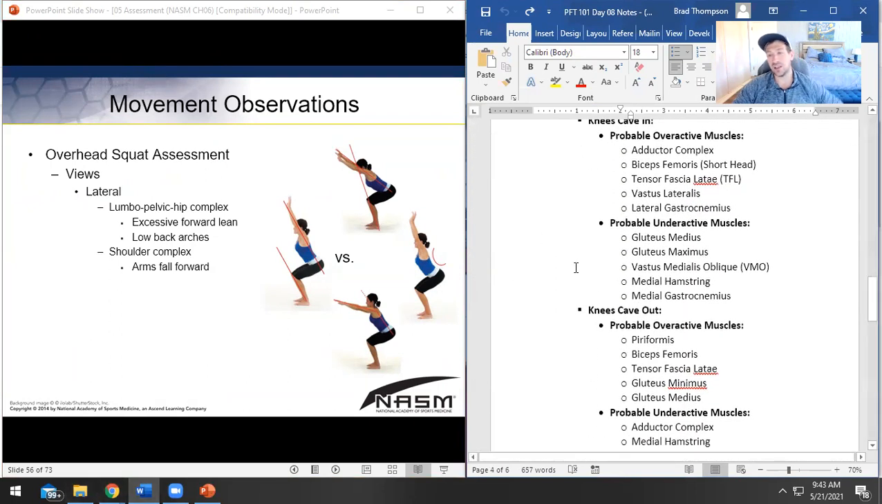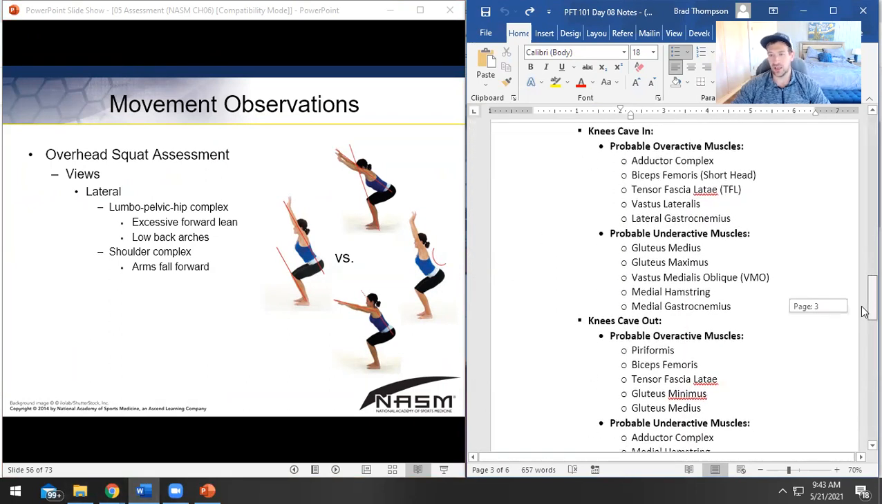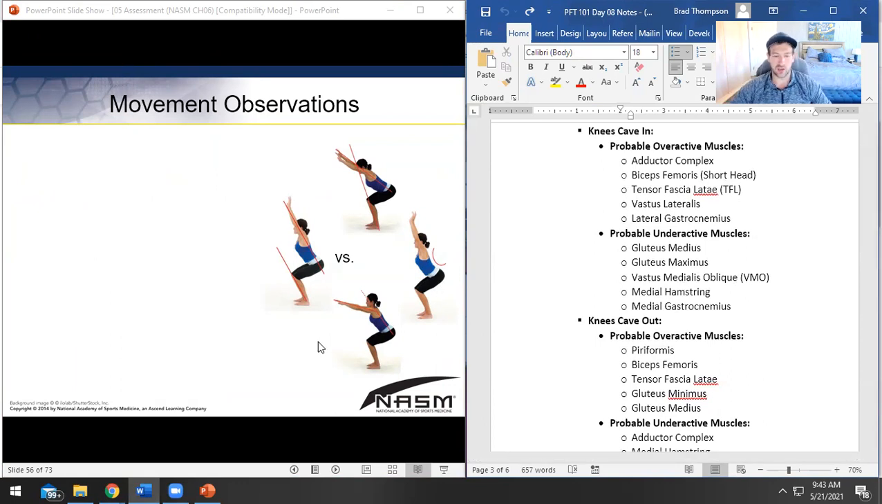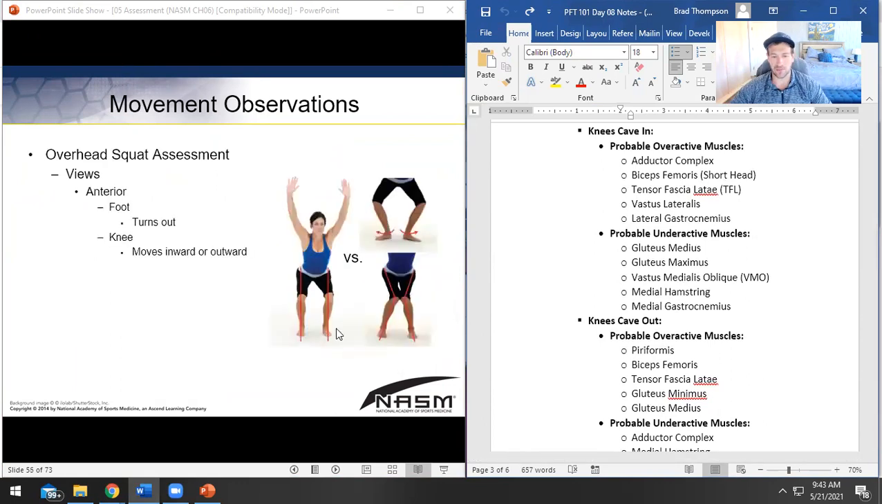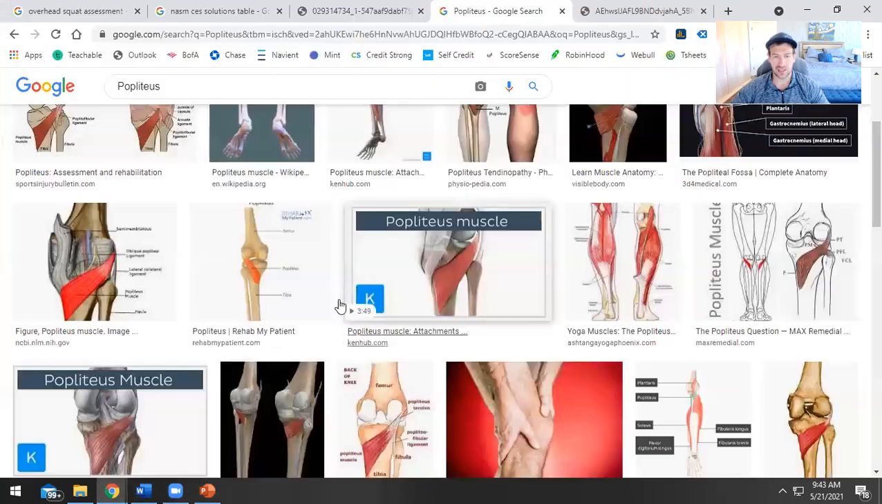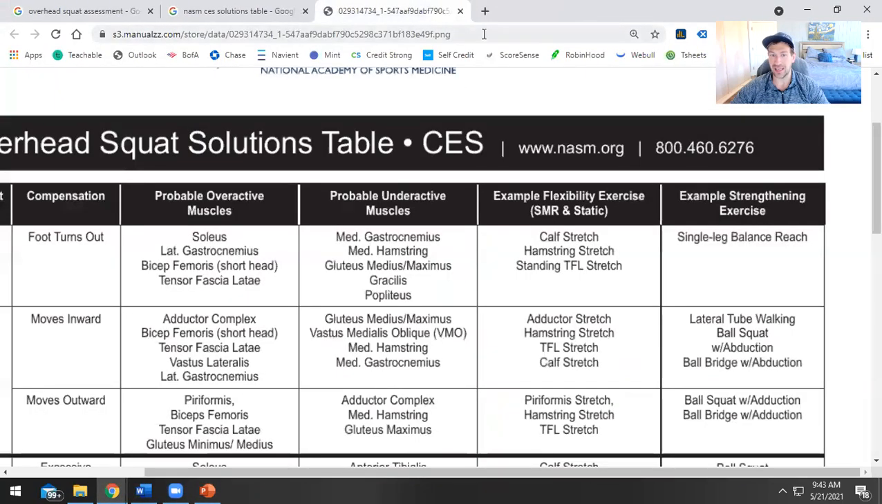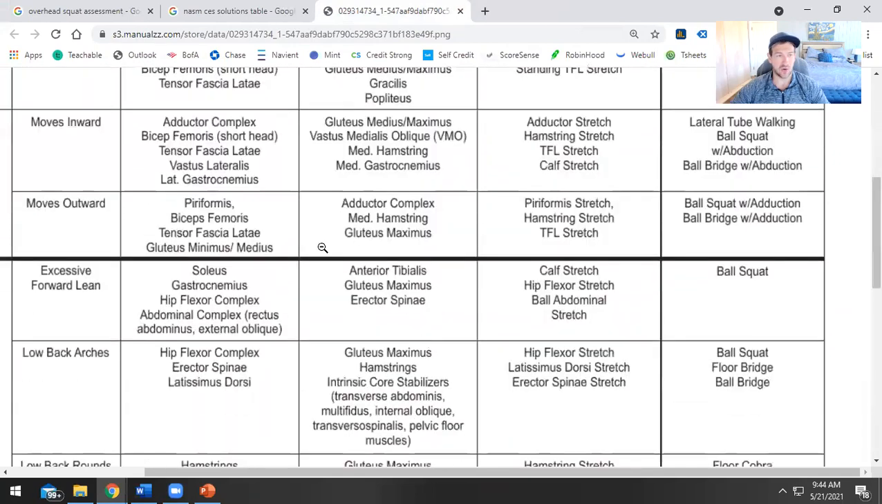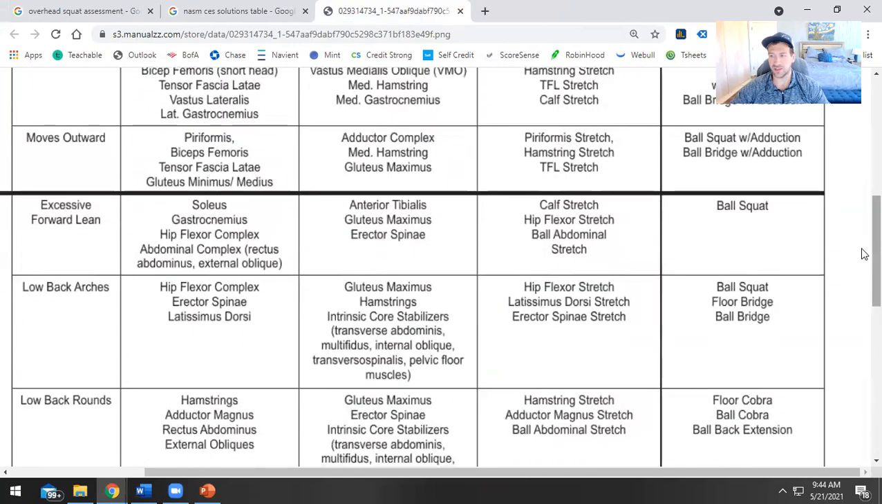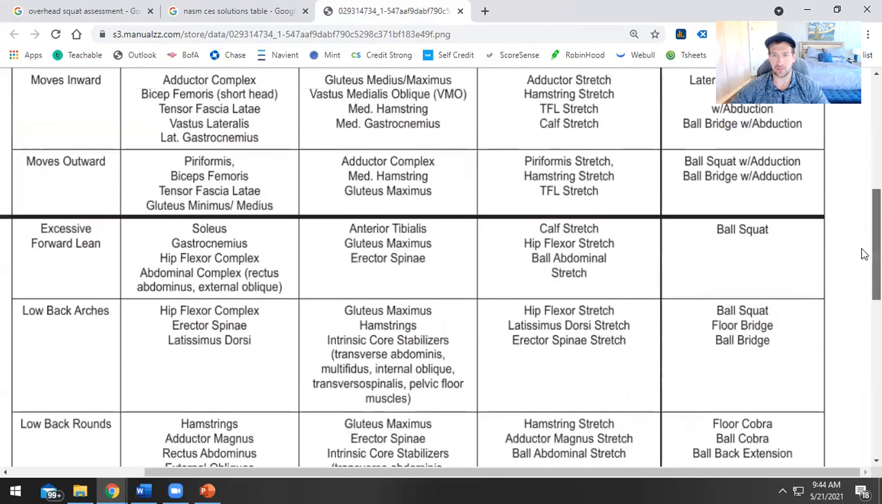Now, if we see our clients' knees cave in, which is our frontal plane problem here, right? This is going to be caused by overactive adductors, right? Those muscles that cause literally hip adduction, right? So knees moving inward, right? We're looking at this top row here. That's going to be tight adductor complex.